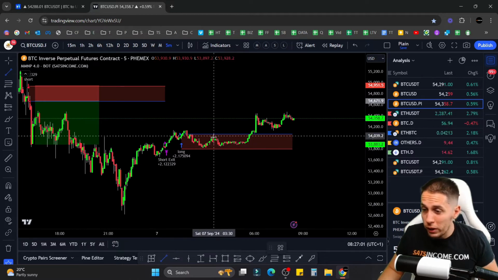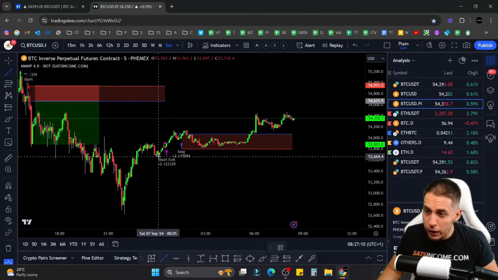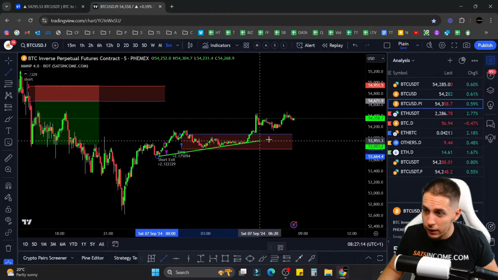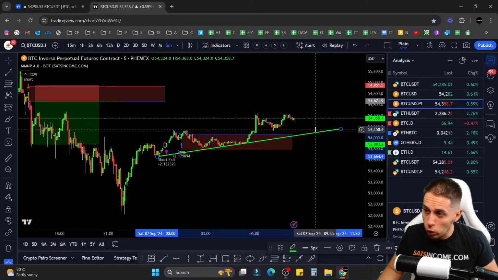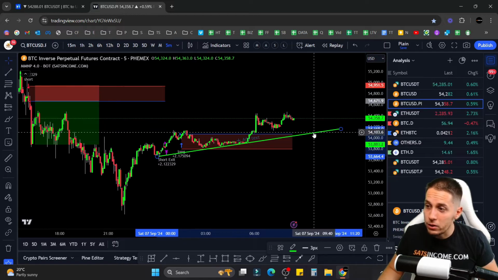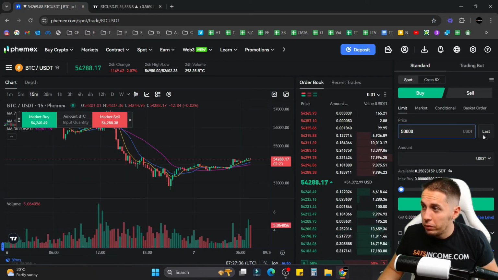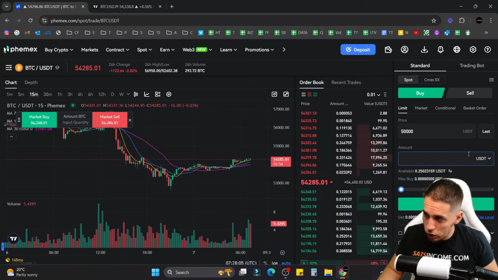Also, if you are trading with technical analysis, maybe you can draw a trend line here, right? And you can wait for price to go down here and then buy. So if that's the case, then you're going to be using a limit order. All you gotta do is enter here the price at which you want to buy and enter the amount of dollars that you want to buy with. So if you want to buy Bitcoin for $100, you enter this amount right here and click buy.